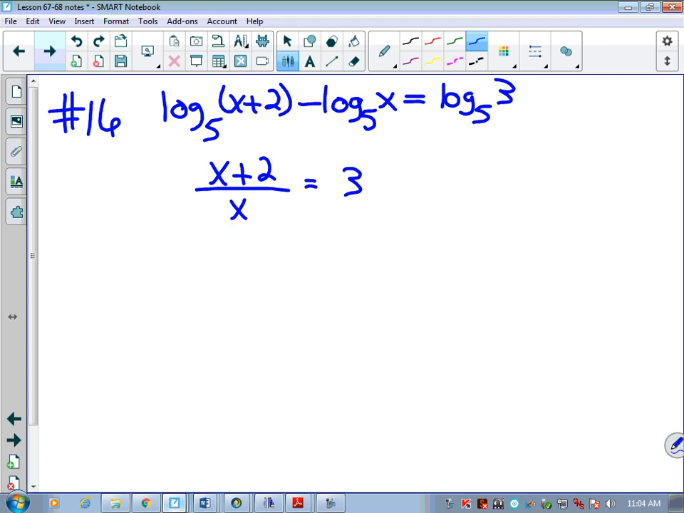Multiply by x on both sides, so I get x plus 2 equals 3x. Subtract x: 2 equals 2x. x equals 1. Drop the logs off at the what? Sawmill. At the sawmill, that's right. We got all the logs together, drop them off at the sawmill.